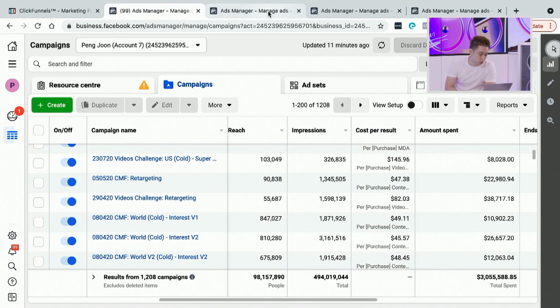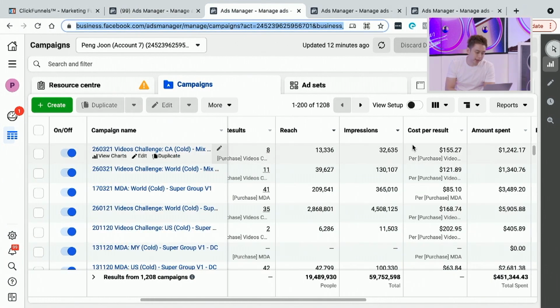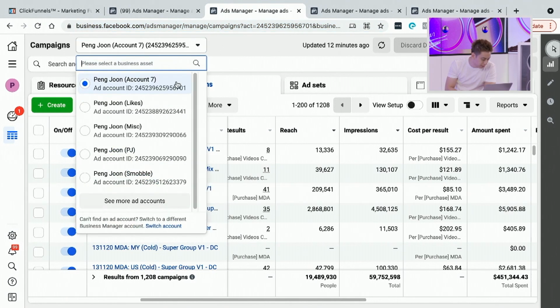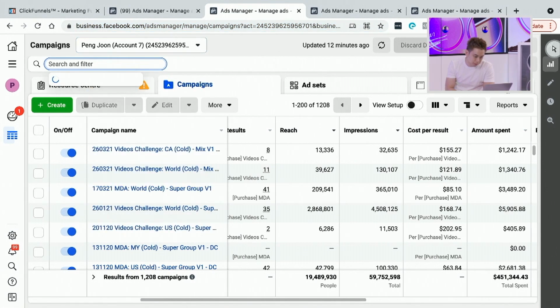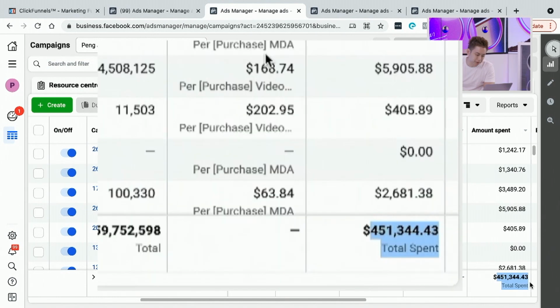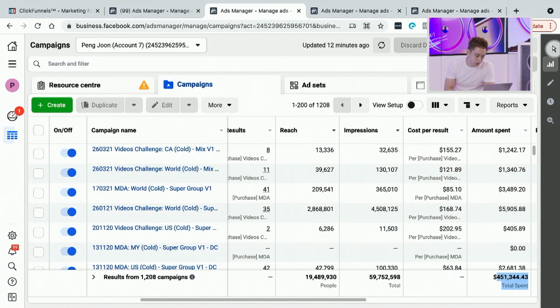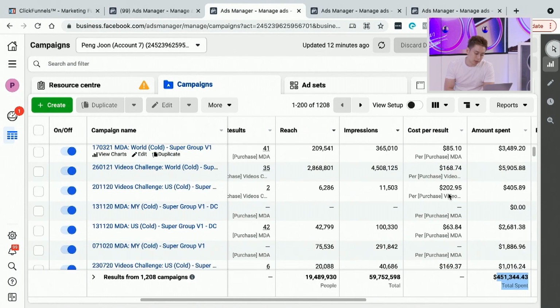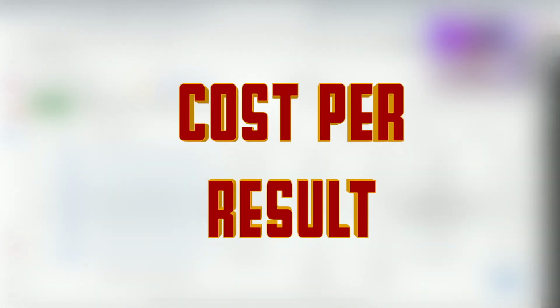Now, this is where I want to walk you through something that I've been doing. Let me see if I'm in the right ad account. Okay, so for this ad account over here, you will see that we're spending about 6 figures a month. So in the last 3 months, you will notice that a very important metric that we're going to be talking about is this cost per result.